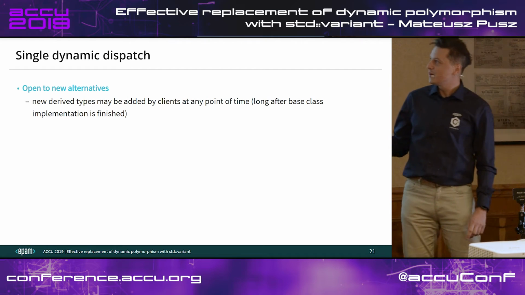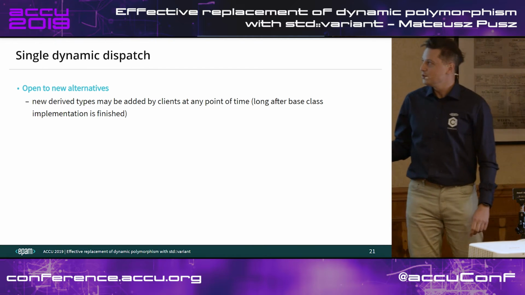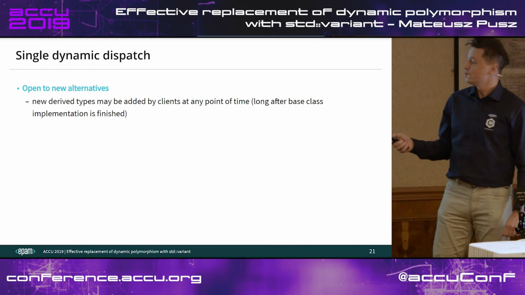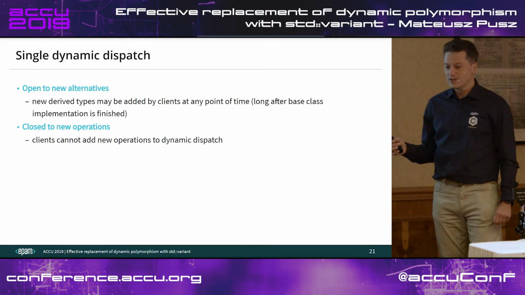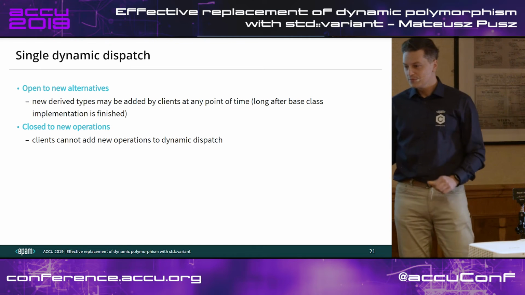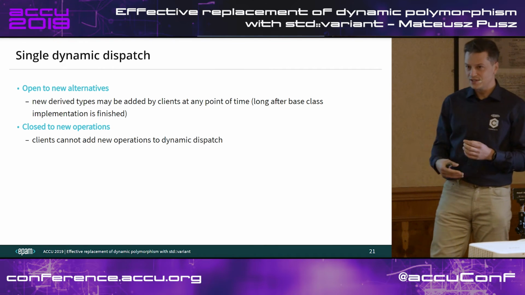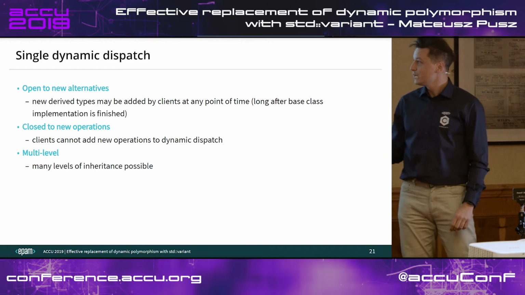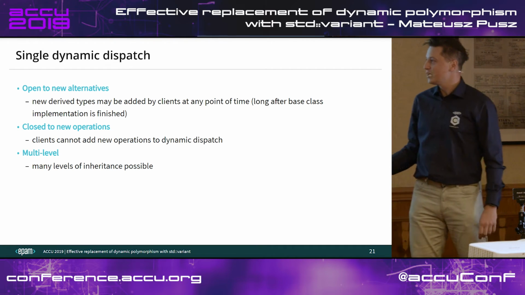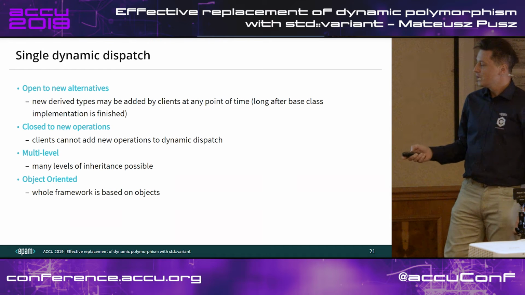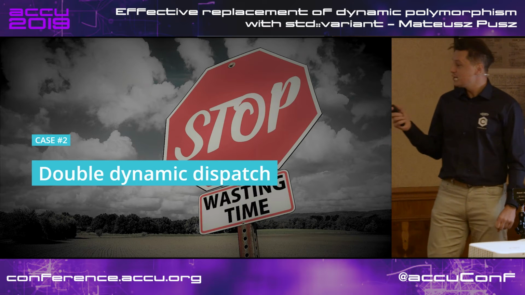OK, so single dynamic dispatch. It's open to new alternatives. You can always add new states, for example, to it. It's closed for new operations. If you have only one on event or dispatch function, you cannot easily add a second one without modifying the base class and all other child classes in the system. It's multi-level because you can theoretically inherit classes as many times as you can. It's object-oriented. It's based on objects. And that's all about the first case.